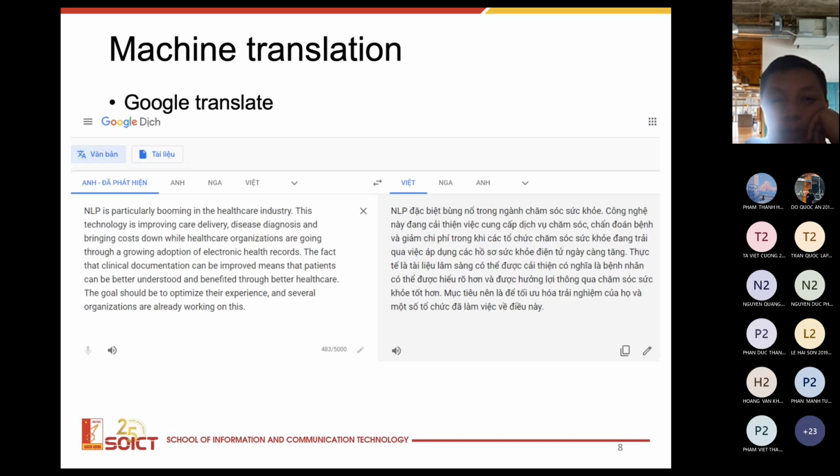And also in machine translation, right? For example, this is a machine translation application that actually implements the NLP model that can map the sentence in the source language to the sentence in the target language, right?